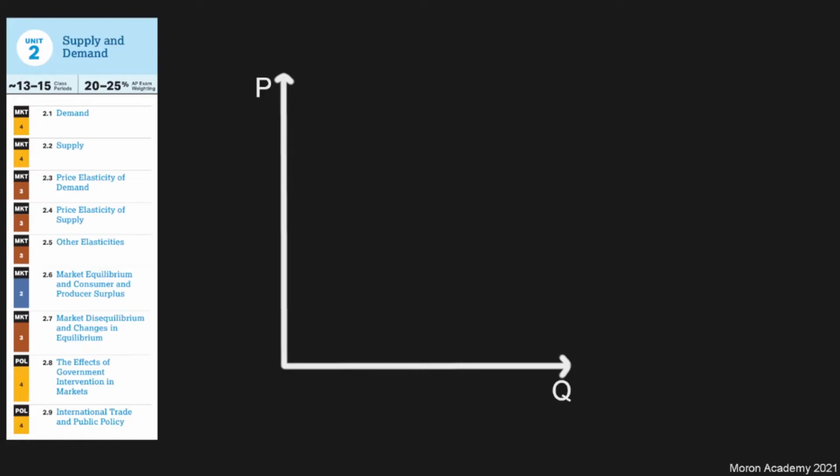If you remember, demand looks like this. So then supply must look the opposite and must look like this. This is supply. It's the line that goes from the bottom left to the top right. So as we know with the shifters of demand, there are 5 shifters for supply as well.